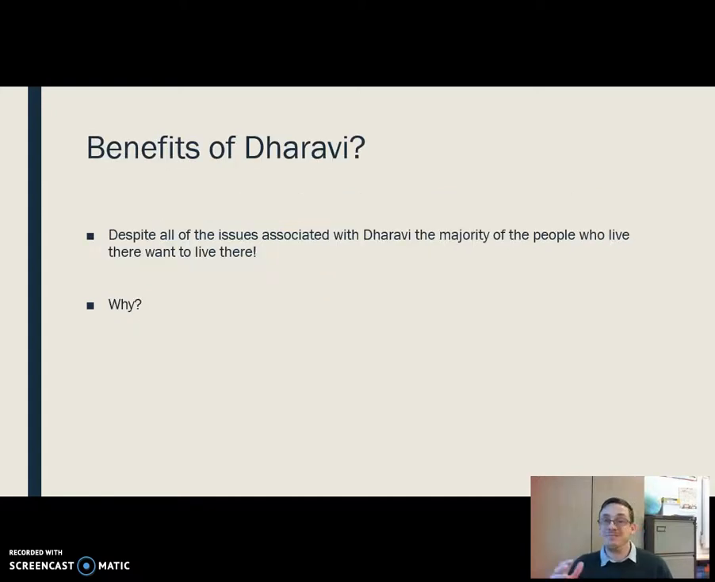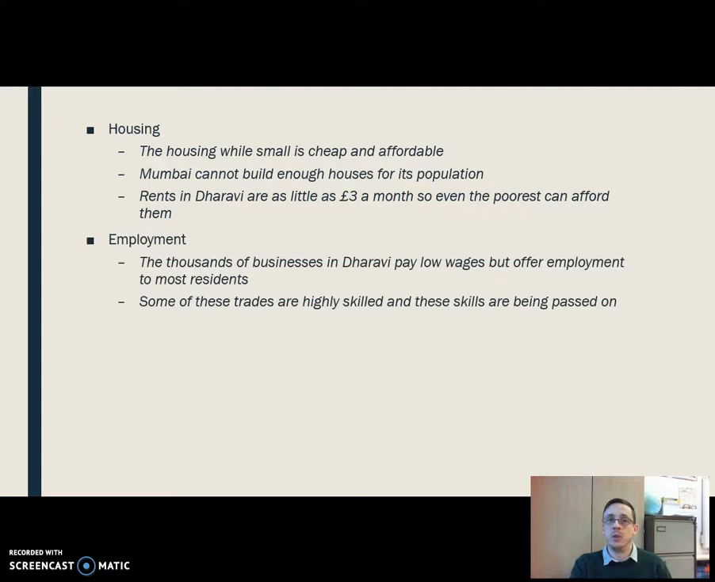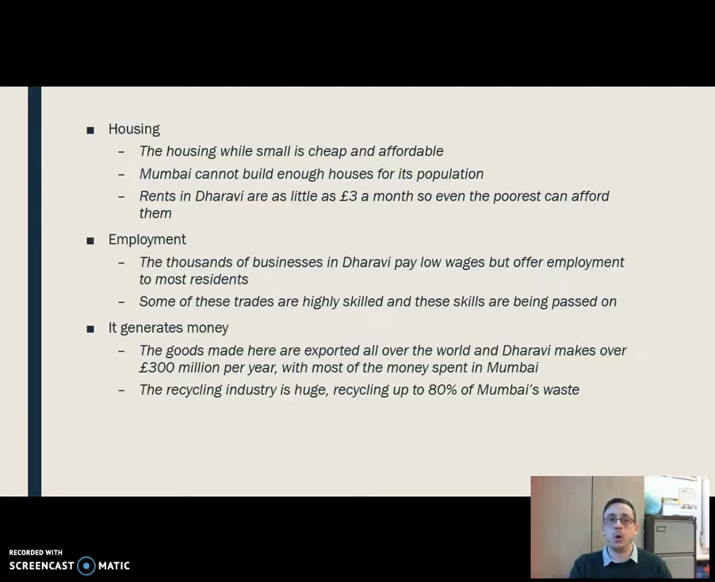Now, all that said, there are some good sides to Dharavi, because we've got all those issues that I've just talked about, but the people in there have been asked, right, do you want to leave? Do you want to move somewhere else? Do you want to be provided with alternative housing? And the majority of them say no. They say they want to stay in Dharavi. Why is that the case? Now, a couple of bits, and I'll just put them all up now.